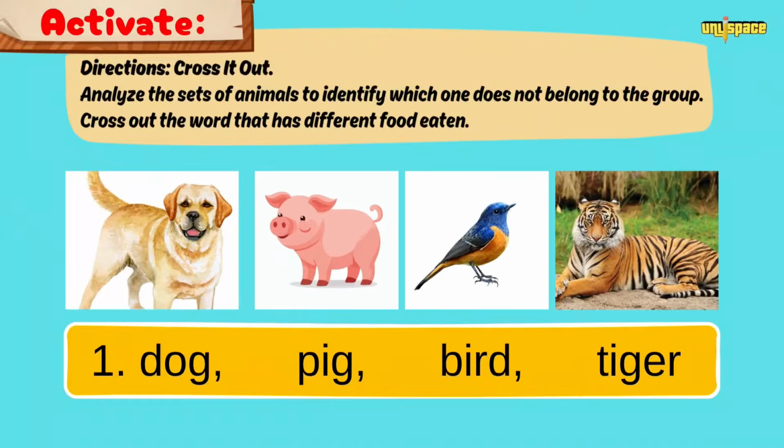Now, Unlispace kids, let's do our activity. Directions, cross it out. Analyze the sets of animals to identify which one does not belong to the group. Cross out the animal that eats different food from the others. Are you ready? Let's begin!